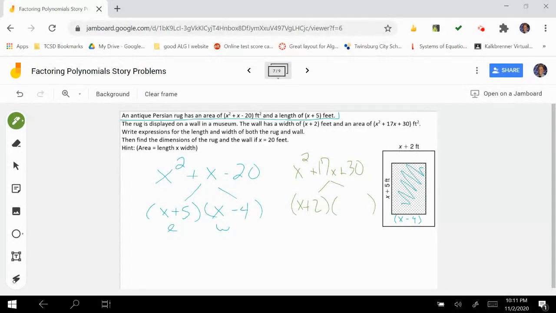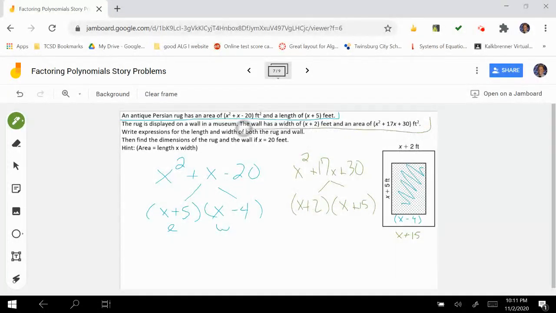So that front term, what's x squared? X times what gets you x squared? Obviously it's x times x, right? And then 30, the last term, divided by the second term. What's 30 divided by 2? It's 15. So we know the length of this wall is going to be x plus 15. And obviously that's going to be larger because the wall is larger than the rug.